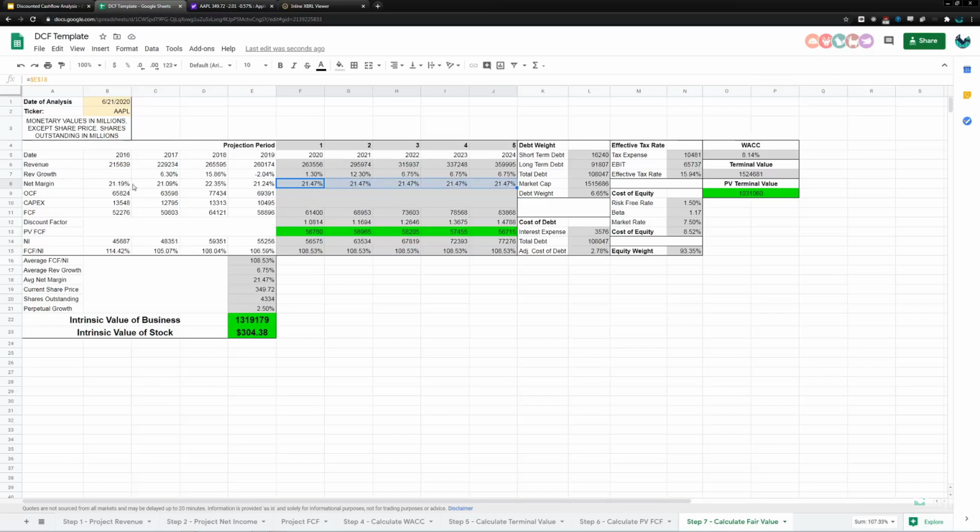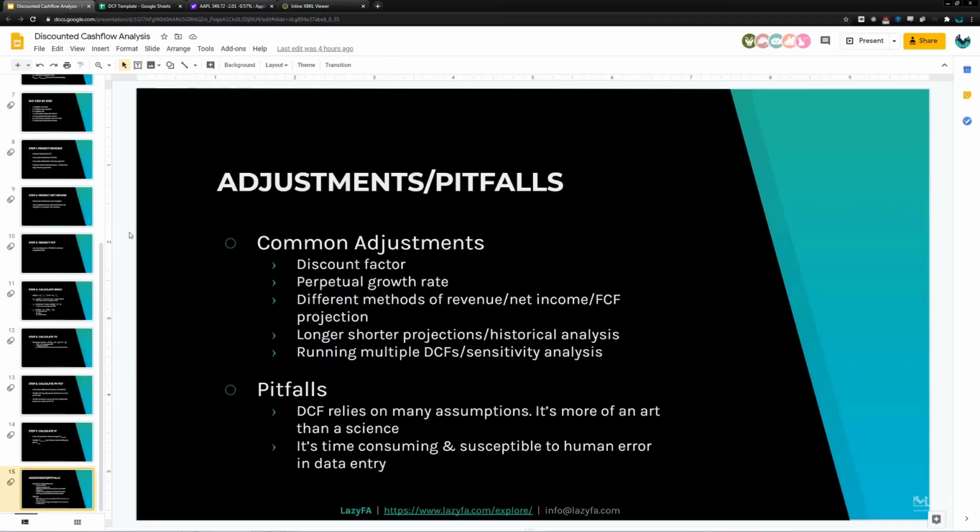This might become more believable if we look back 20 years in the past and see that Apple has consistently maintained 20% net margins. But if we don't know that, another way we could do it is, instead of projecting net margins, we project their expenses and take all the expenses out of revenue in order to arrive at net income. So there's a bunch of different ways to do this, and you just have to experiment and find out what works best for you.